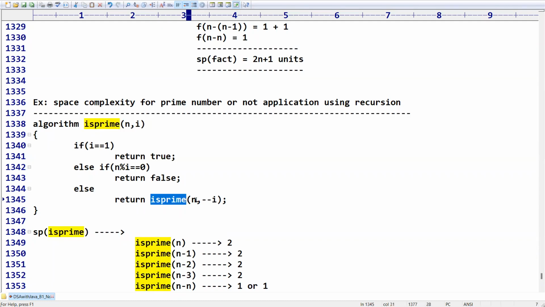In that, it has to maintain the statistics of n and i variables for that amount. What about when we call is prime once again? In that case, will the n value be overridden, or will it take separate space? Separate space will be considered, because from function call to function call the data is going to change, right?